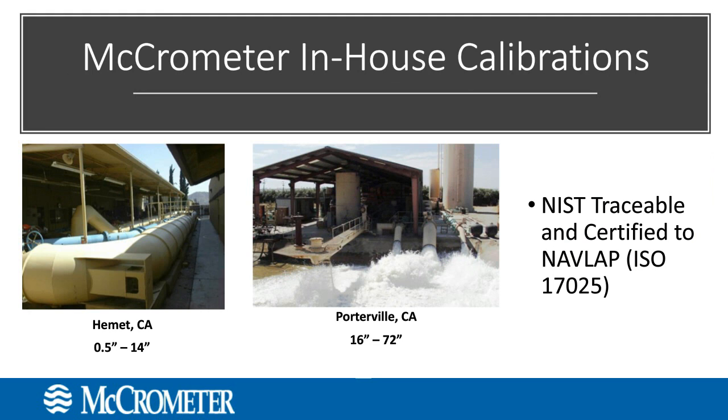Beyond the specifications of the meter themselves, we offer in-house calibrations at McCrometer's NIST traceable flow labs that are certified to NAVLAP, which is ISO 17025. We have 2 facilities located at McCrometer itself, one in Hemet, California that goes from 1/2-inch to 14-inch, and one in Porterville from 16-inch to 72-inch. So all McCrometer VCones are calibrated as part of the standard process that we partake in.